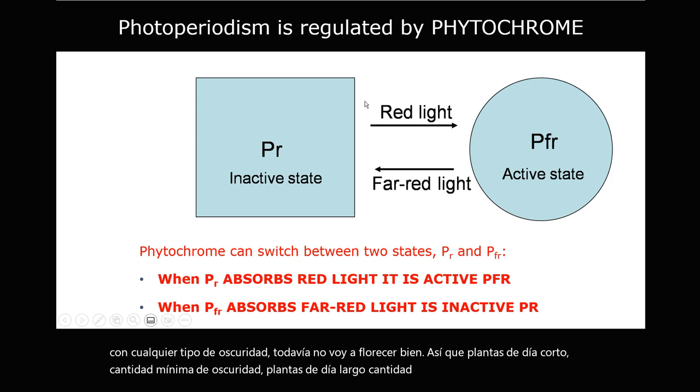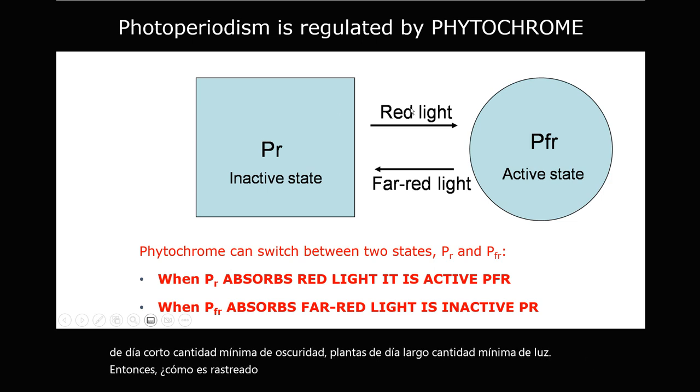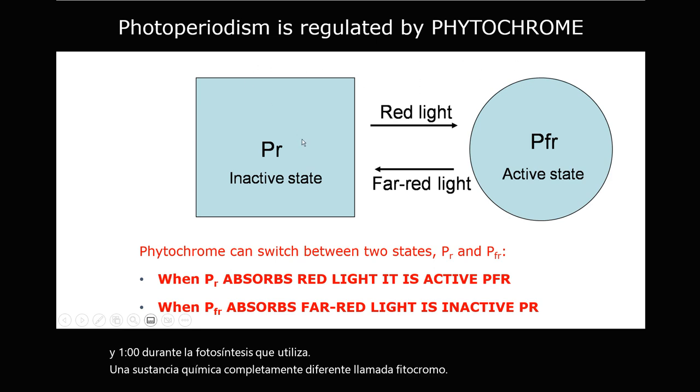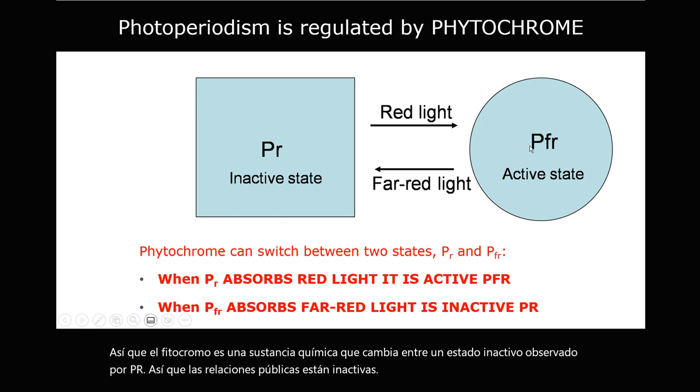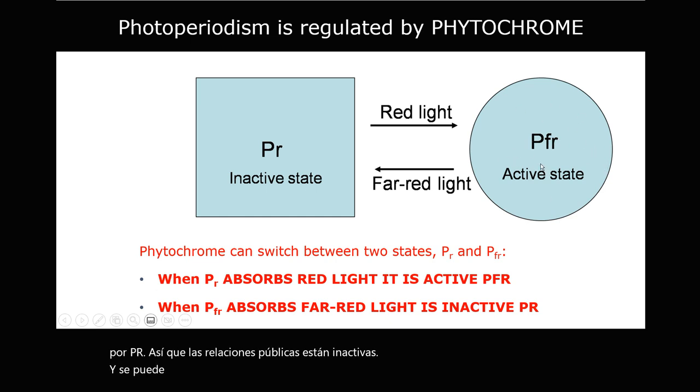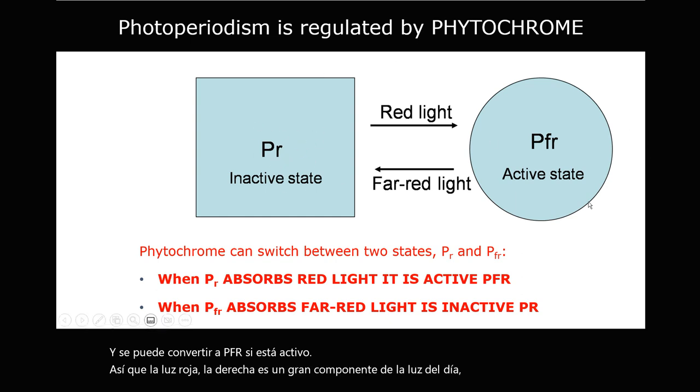So how that is tracked by a plant is not through the chlorophyll that's in photosystems 2 and 1 during photosynthesis. It uses an entirely different chemical called phytochrome. So phytochrome is a chemical that switches between an inactive state, noted by PR, so PR is inactive, and it can be converted to PFR if it is active. So red light, right, is a big component of daylight. So phytochrome can move from its inactive PR state to its active PFR.